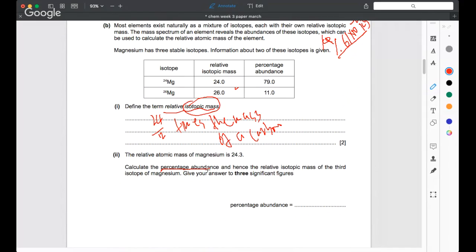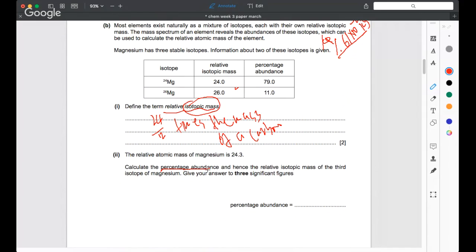Have you done statistics in math? No. Okay, so do you know how to calculate an average value of something? Do you know what average value means? Yes, I know what that means.